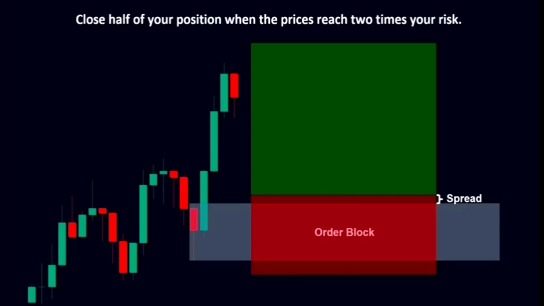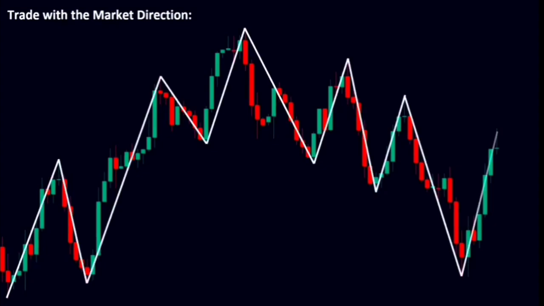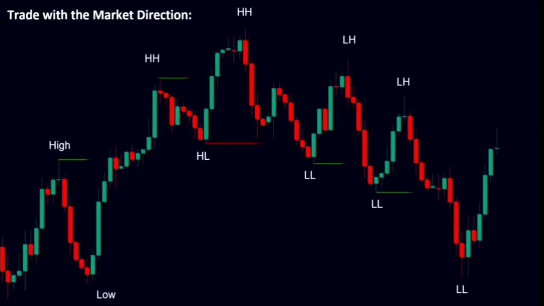To make this strategy more effective and profitable, consider the following key points. Trade with a market direction. This strategy works best as a trend continuation setup. Always trade when the market direction is clear and the controlling side is identified. Trading with the dominant trend increases your chances of success and reduces the risk of getting trapped on the wrong side.